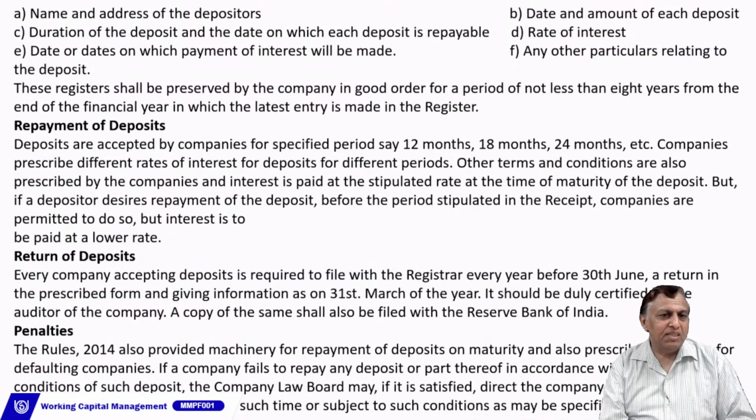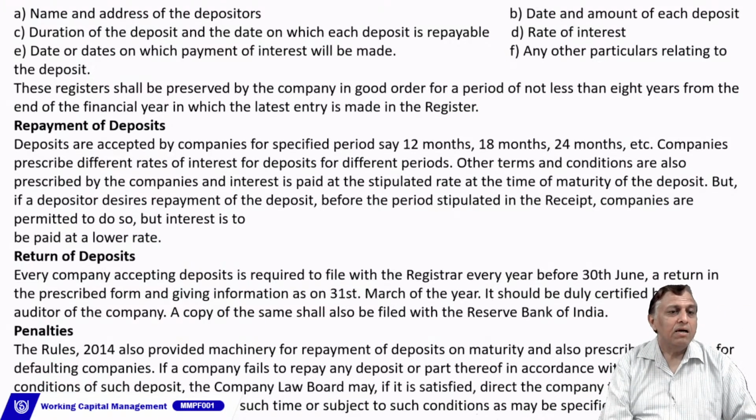But if the depositor desires repayment of the deposit before the period stipulated, then what happens? Companies are permitted to do so, but the interest is to be paid at a lower rate, because you are intending to get your deposits back earlier. The same thing, the banks also apply for their depositors. Like that only, the companies also have a binding rule to follow.